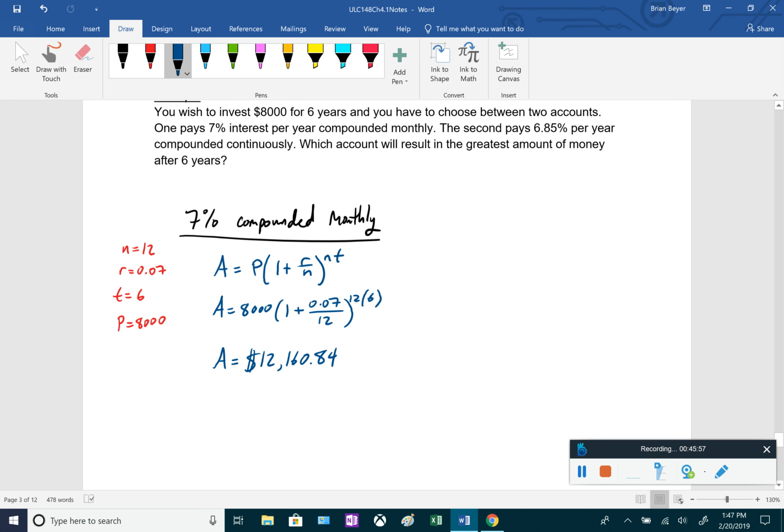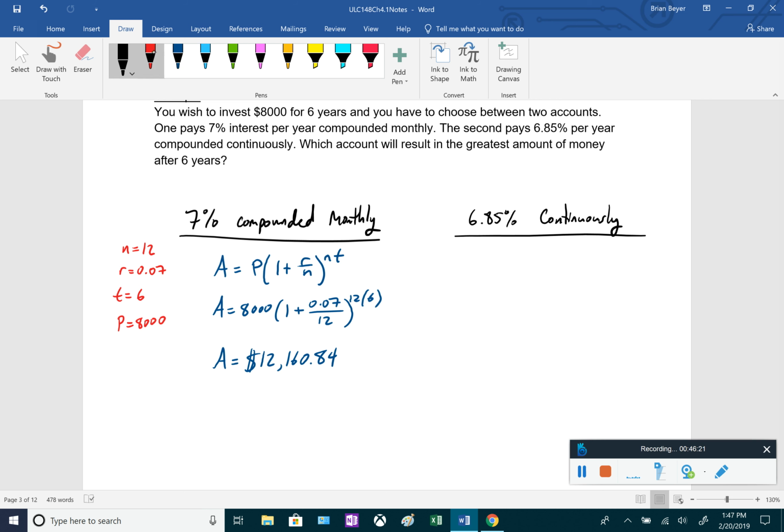You invested for 6 years. You paid 7% interest per year, compounded monthly, and then you ended up with a little bit over $12,000. So let's see what happens for the other one. Let's see what happens if we invested at a rate of 6.85% compounded continuously.